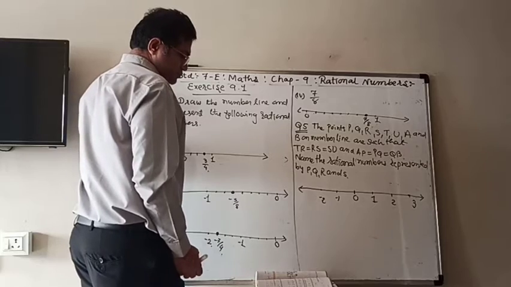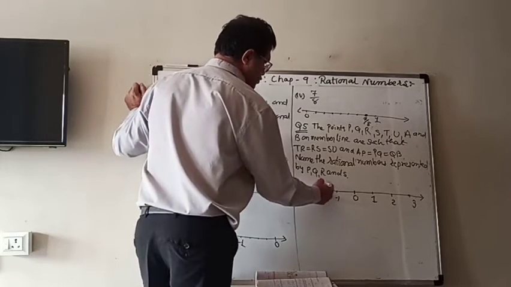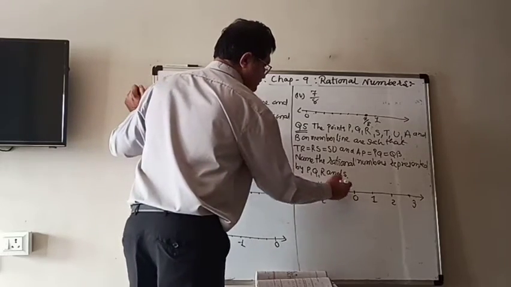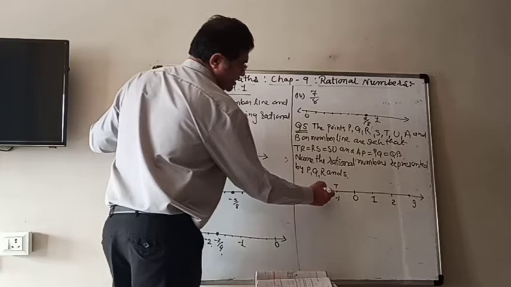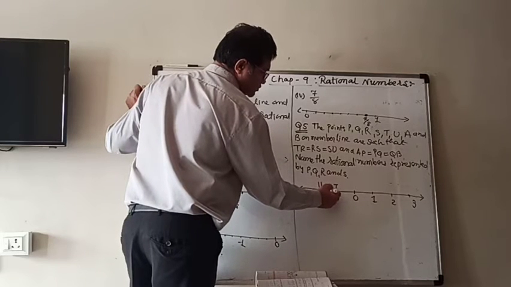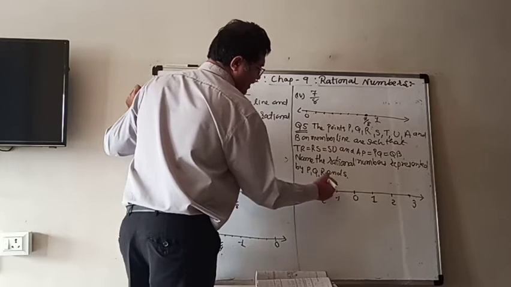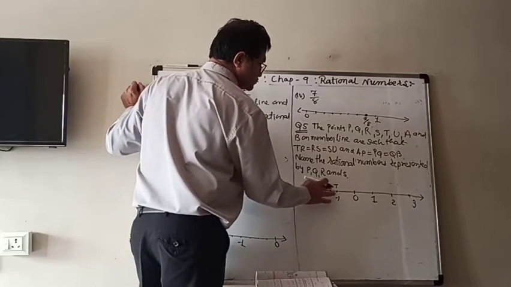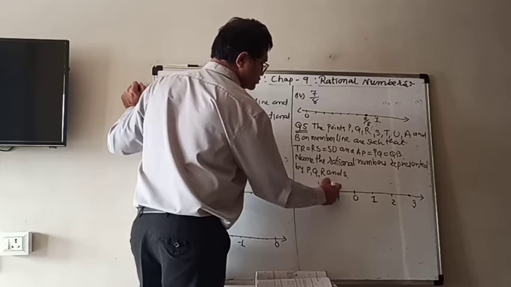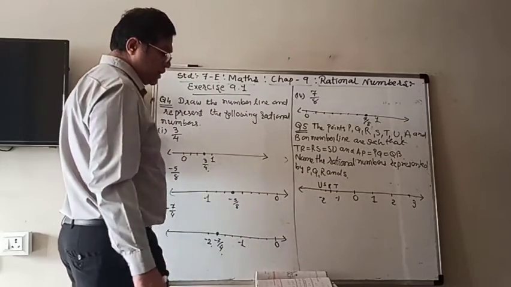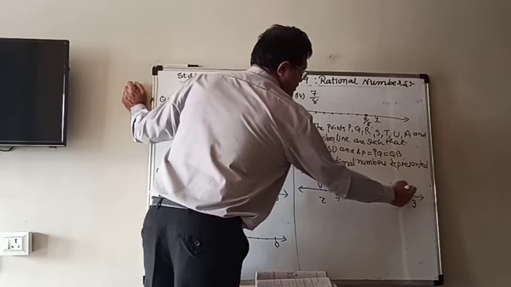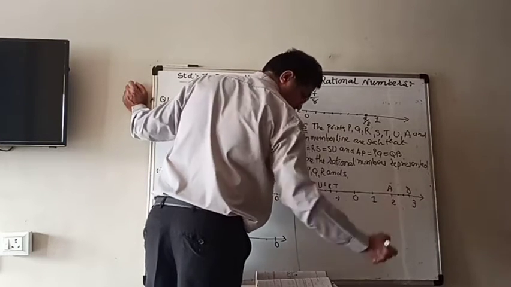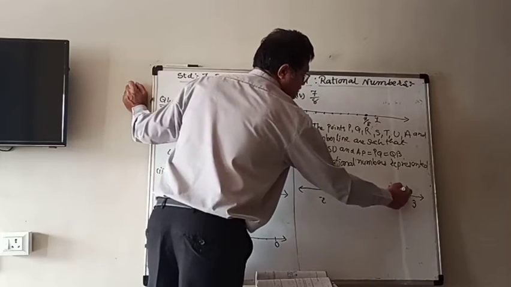Now at -2 they write down U. Between U and T is -1. They have made 3 equal parts. That is R and S. Sorry, S and R. Similarly, between 2 and 3, 2 is represented by A, 3 is represented by B, and there also 3 parts are made with P and Q.